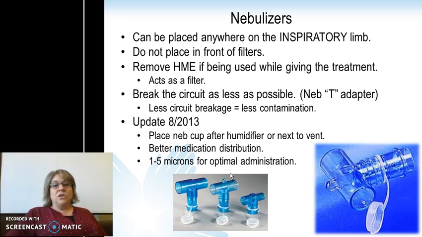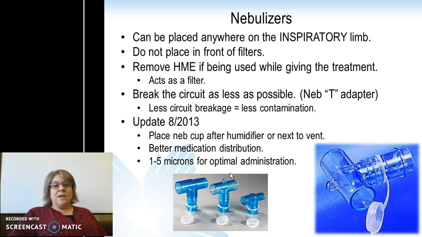So a good tool out there is a Neb-T adapter. This adapter stays in line with the ventilator circuit, and all you have to do is remove the cap, place the nebulizer treatment inside. It's spring-loaded, opens the circuit, delivers the treatment. You remove the neb cup from there, close it back up again, and it doesn't ever break the circuitry.